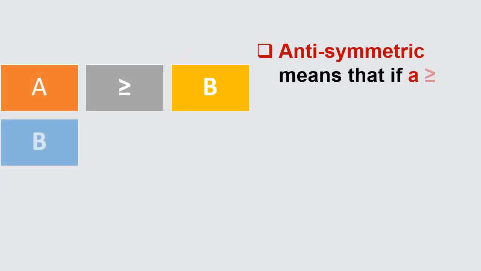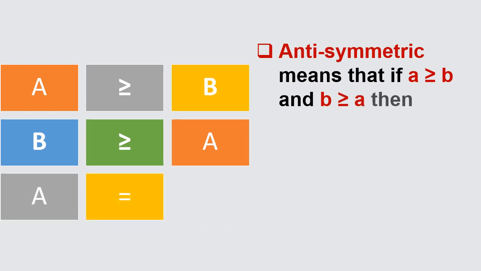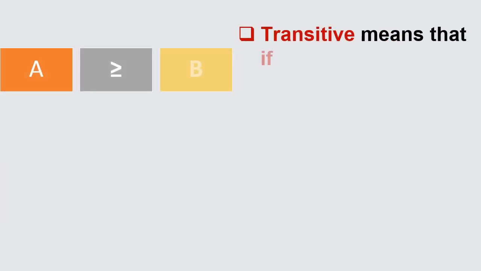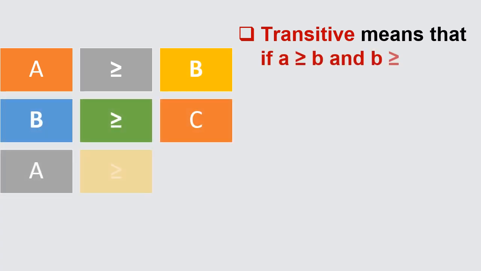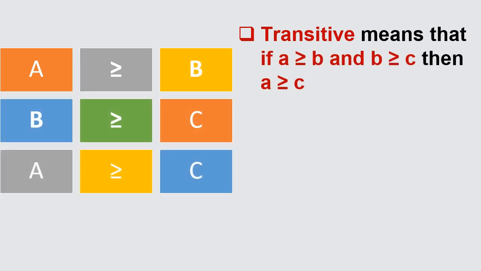Anti-symmetric means that if A greater than or equal to B and B greater than or equal to A, then A equals B. Transitive means that if A greater than or equal to B and B greater than or equal to C, then A greater than or equal to C.